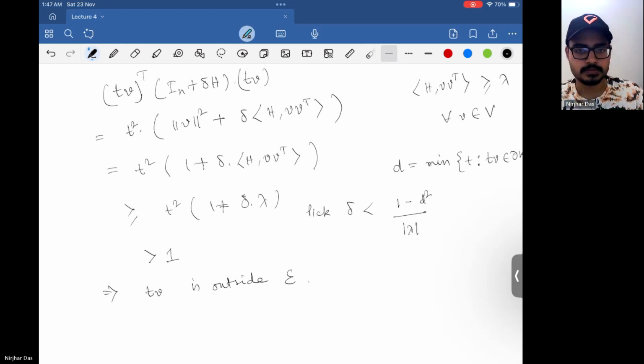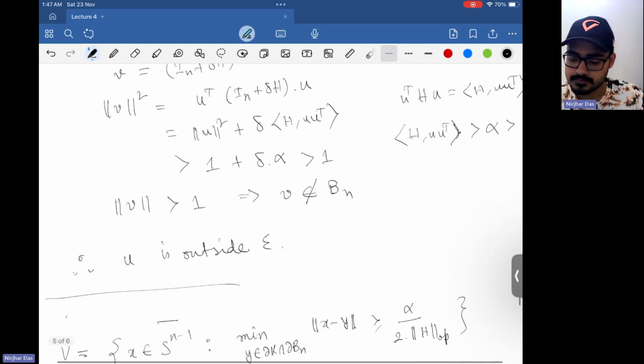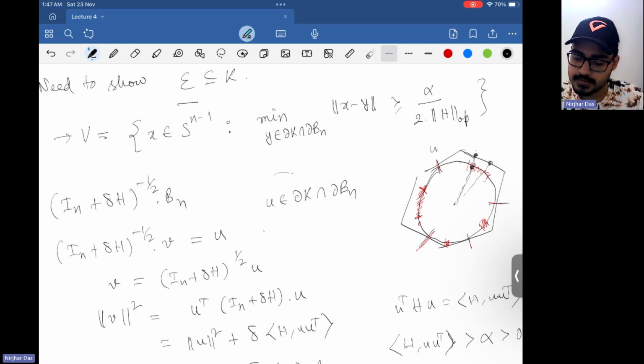E. This is the first part, and it shows that in our diagram, these points, wherever you can extend this red set to, all of the segments on the boundary will actually end up being outside the set, the ellipsoid that we have found so far.